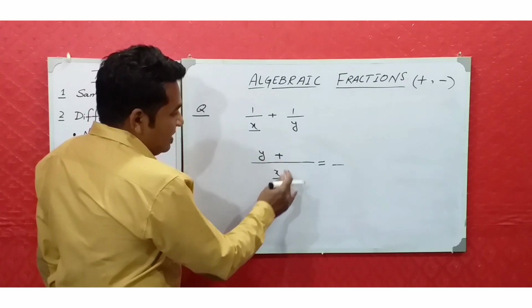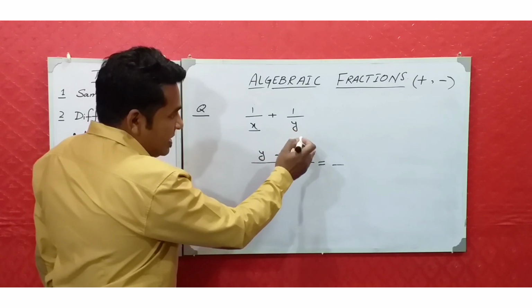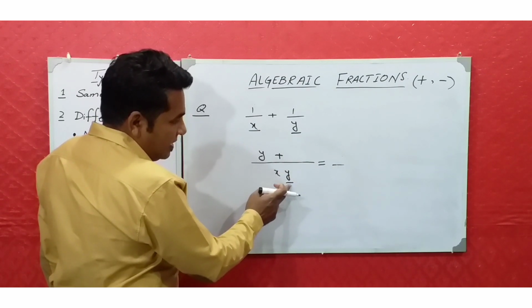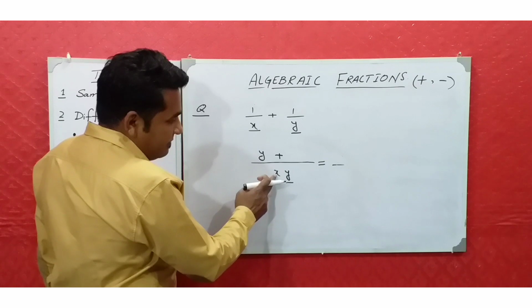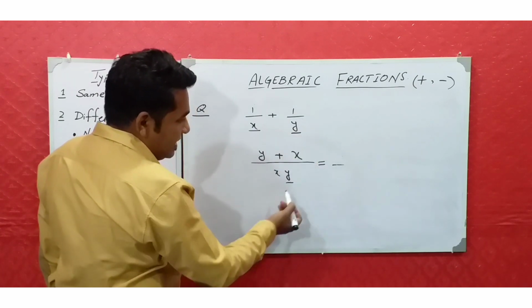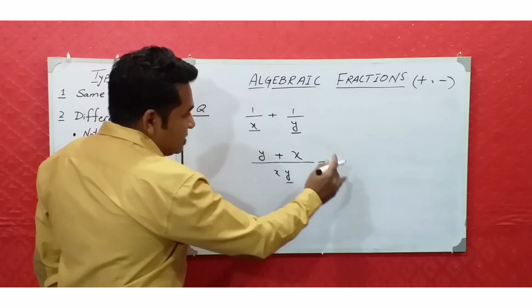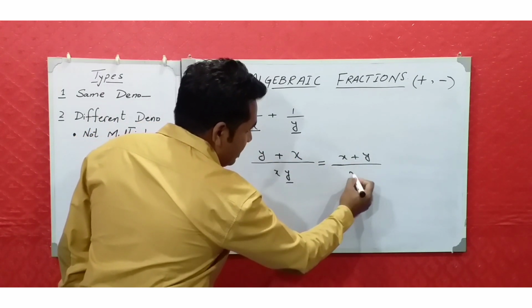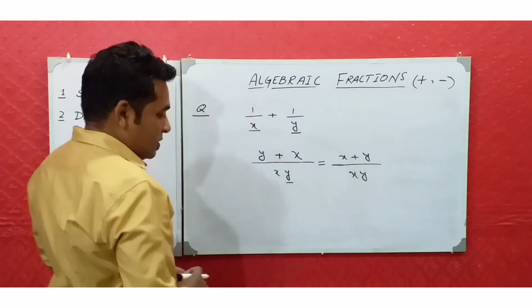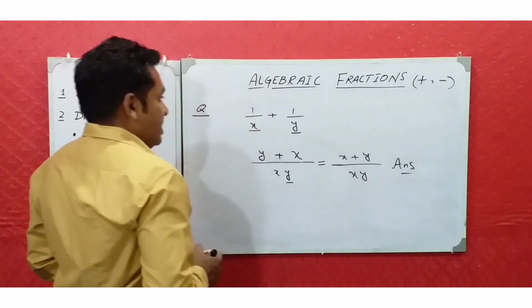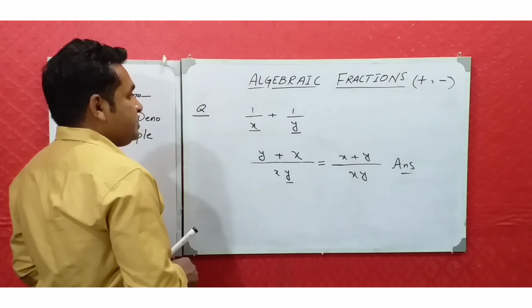In the same way, this is y in the denominator, and y is also present in the LCM. So x is left over, this x will multiply by 1, and this will become x, 1 x is x. So this is x plus y over xy. That's the answer to the question. I hope it's clear to you.